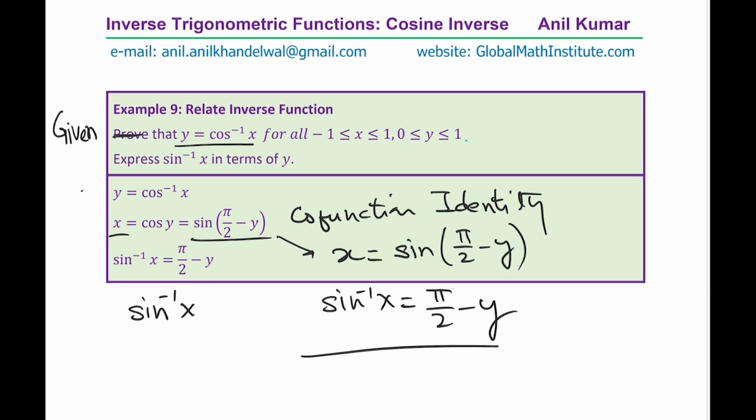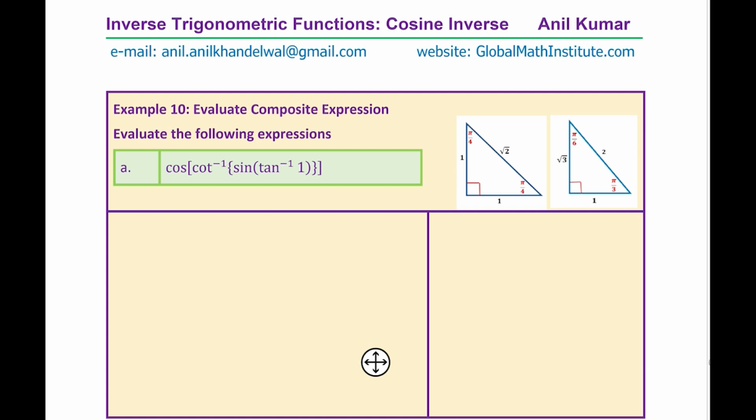Last question for you, question number 10. I'd like you to pause the video and answer this particular question. Evaluate the composite expression. Evaluate the following: cos of cot inverse of sine of tan inverse 1. We are going to use our special triangles to evaluate. You can pause the video, answer the question, and then look into my suggestions.